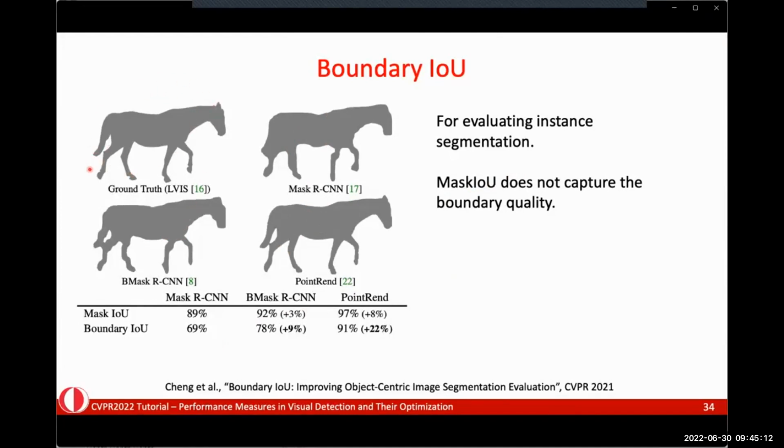top left. The usual quality measure used in this task is mask intersection over union, and although this measure ranks these detections correctly, it is not very sensitive to the qualities of the boundary, as you can see from the differences between these three results. The new boundary intersection over union, however, is very sensitive to the boundary quality, and it intuitively better measures the segmentation quality as demonstrated by these numbers.